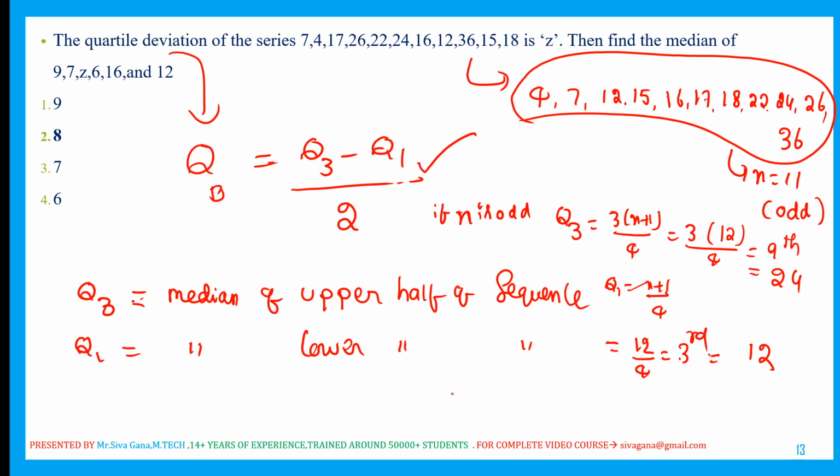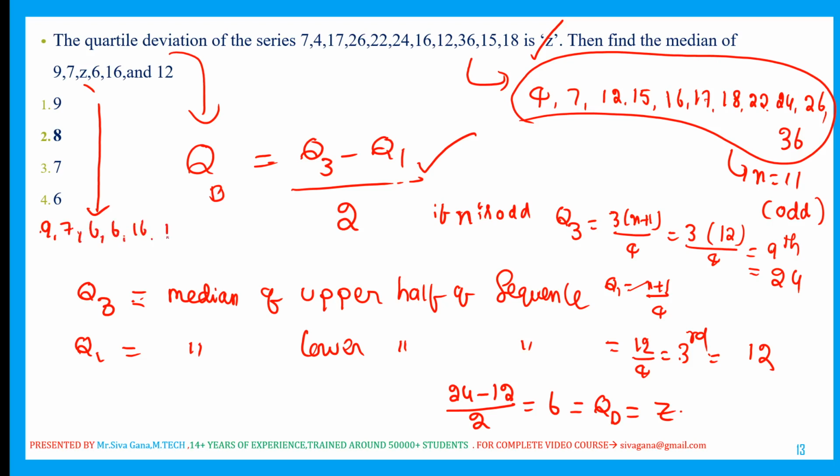That is 24 minus 12 divided by 2. 24 minus 12 is 12, by 2 is 6. This 6 is nothing but the quartile deviation, and that quartile deviation is given as Z. So Z is equal to 6. Right? Now substitute Z is equal to 6 over here. So the sequence is 9, 7, Z is 6, another 6 is there, 16, 12.